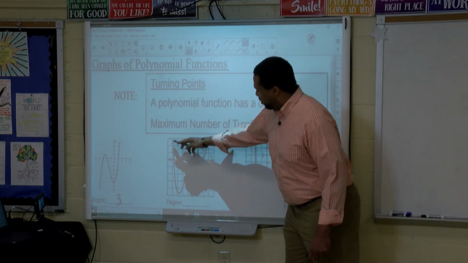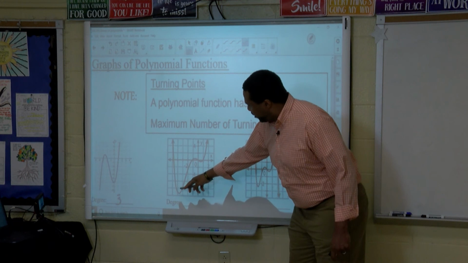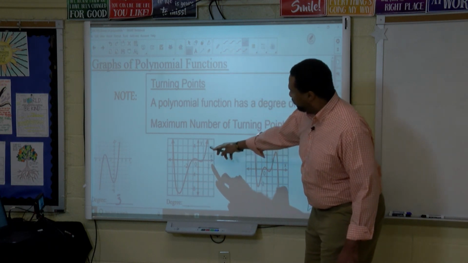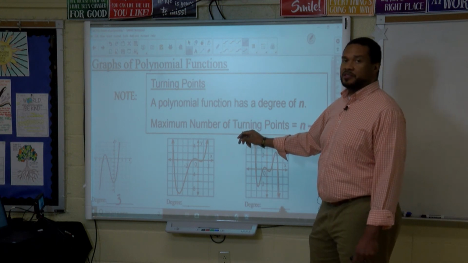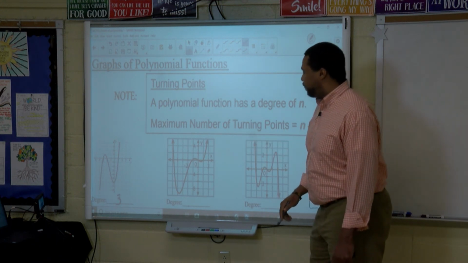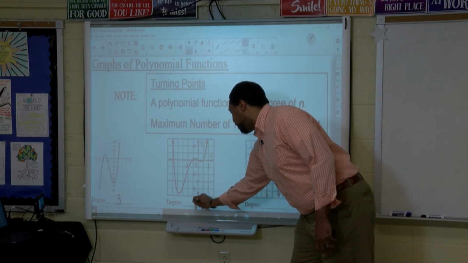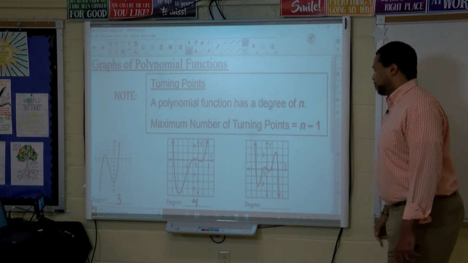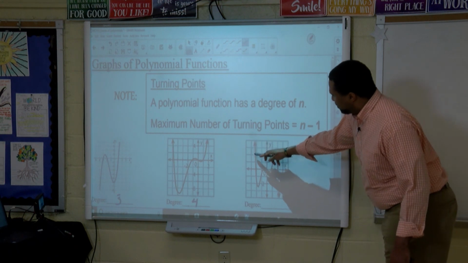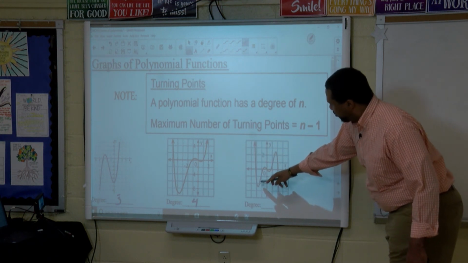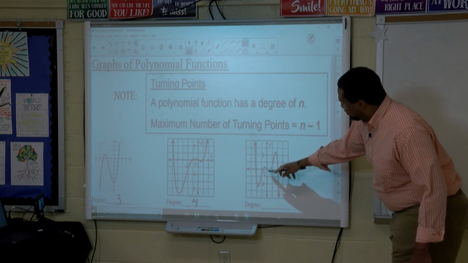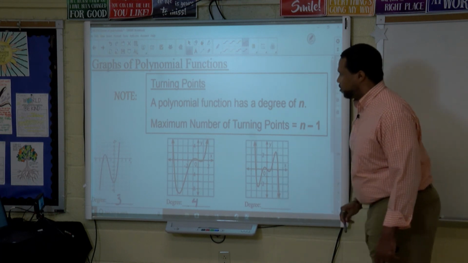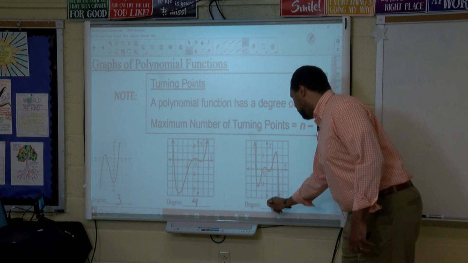Same situation here. Turn, turn, turn. That's 3 turns, therefore the degree must be 4. If you're driving down this line, there's a turn, turn, turn, turn. 4 turns, so the degree must be 5.